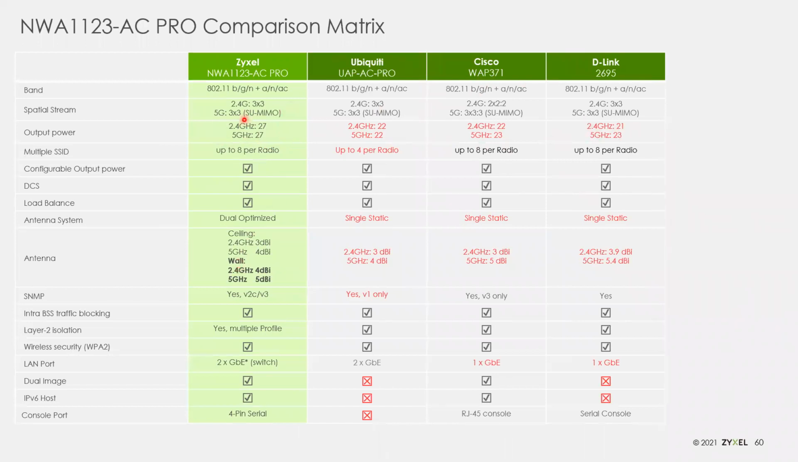So much higher output power, more SSIDs can be broadcast versus Ubiquiti, dual optimized antennas versus just the static antennas on the Ubiquiti, support for SNMP V2C and V3 versus just SNMP V1 on the Ubiquiti, support for our free cloud, and then also lifetime warranty versus 1 year warranty. And again, the prices should be roughly the same for you to buy these. So yeah, great comparison here as far as using the NWA 1123 AC Pro versus Ubiquiti's UAP AC Pro.